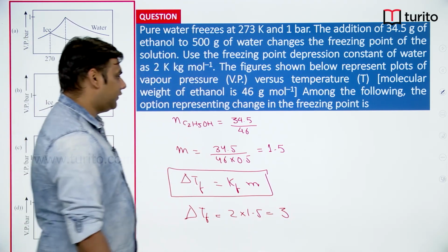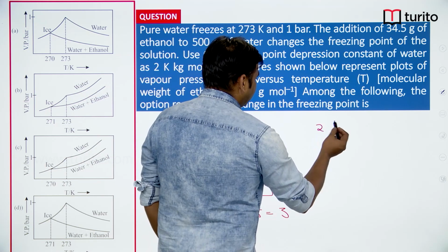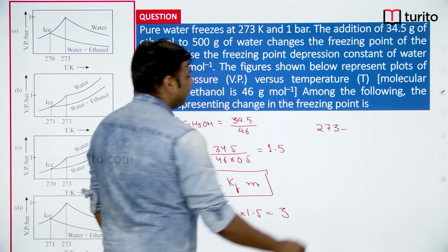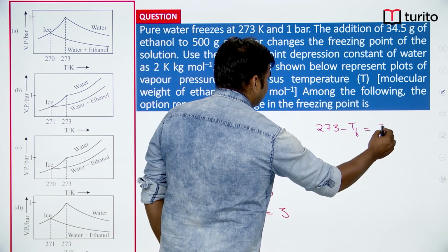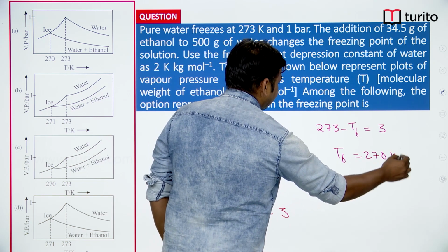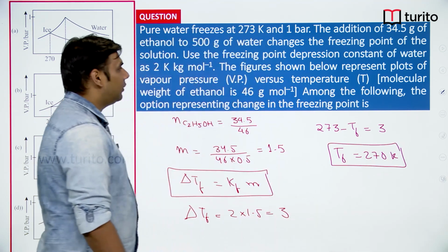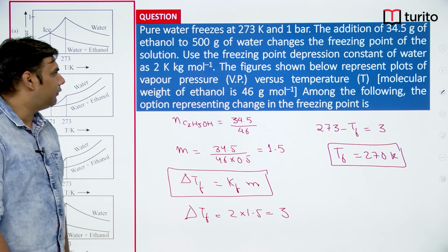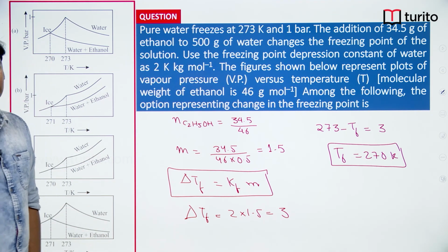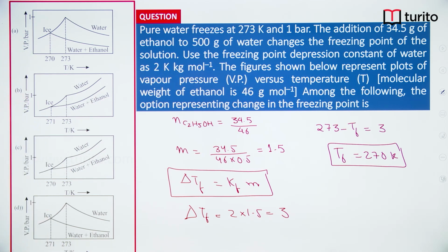Delta TF is the depression in freezing point. So the initial freezing point was 273, minus the final freezing point of the solution, this is equal to 3. So the final freezing point of the solution would be 270 Kelvin. So when we have added 34.5 gram of ethanol in 500 gram of water, its freezing point would become 270 Kelvin. Okay, so let us understand what is given over here.